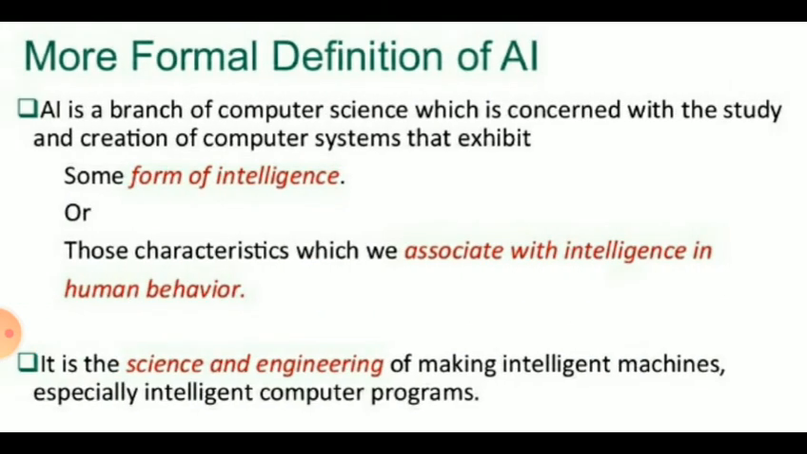Artificial intelligence is a branch of computer science which is concerned with the study and creation of computer systems that exhibit some form of intelligence. Artificial intelligence is one of the blooming technologies in the field of computer science. By developing intelligent machines, artificial intelligence is creating a new revolution in the world.